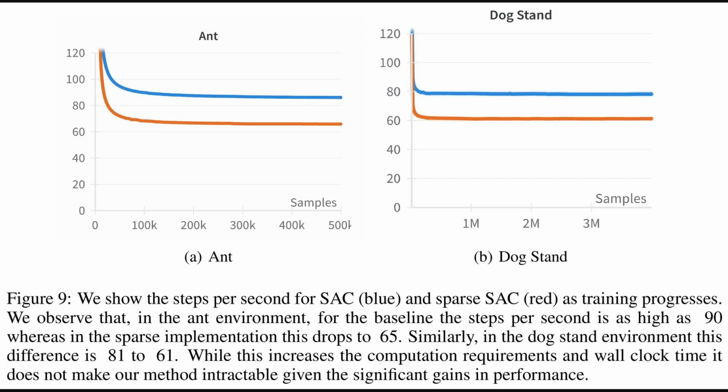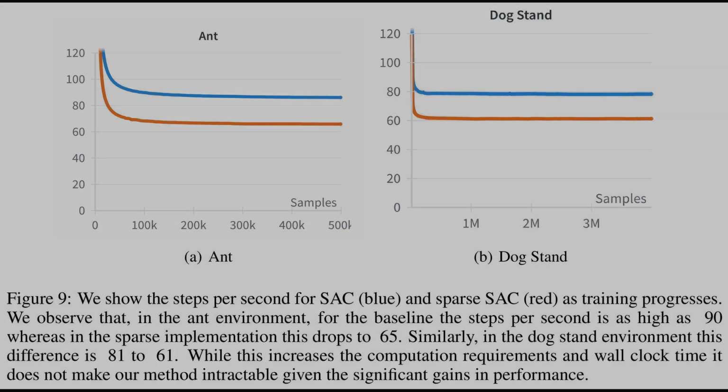Okay, building on those performance improvements we saw with sparse SAC, these 2 plots now look at a practical aspect, computational throughput. They show steps per second for standard SAC in blue and their sparse SAC in red across training samples. For Ant, sparse SAC drops from about 90 to 65 steps per second. So it's a bit slower, but the authors argued the significant performance gains justify this increased computation.